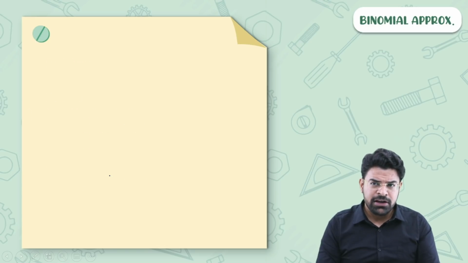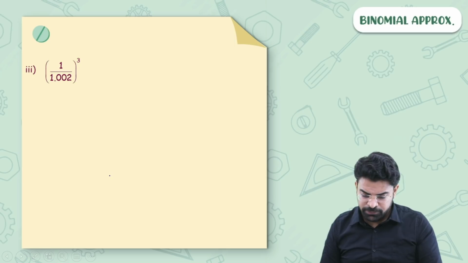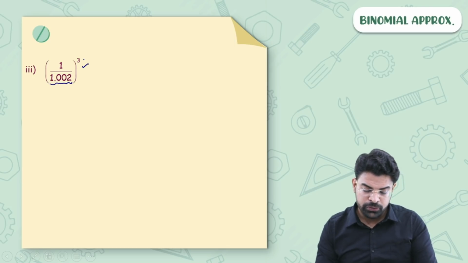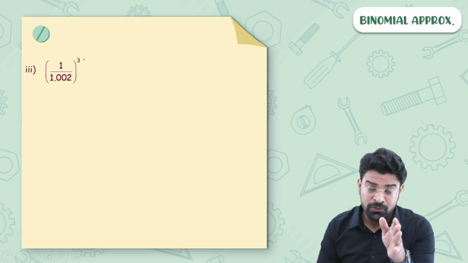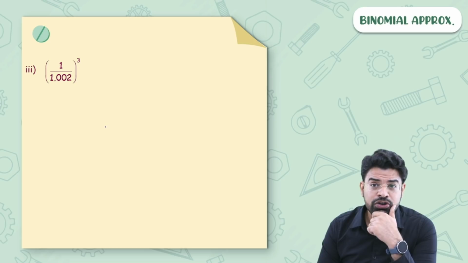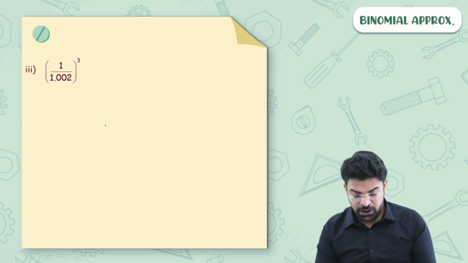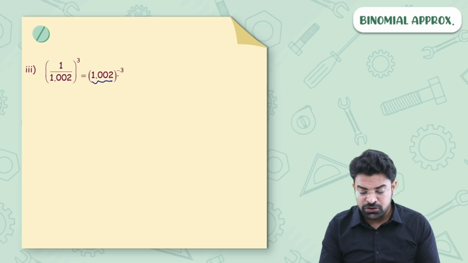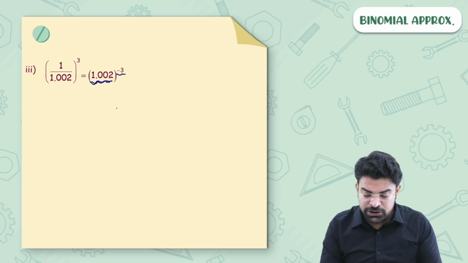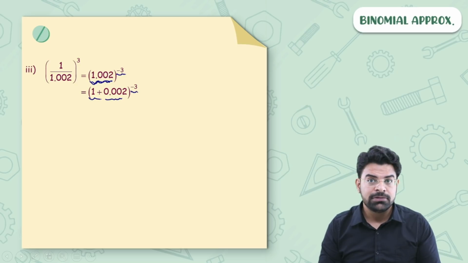For the sake of understanding, let's take one more example. What is 1 upon 1.002 whole cube? How to find it? You can write this thing as 1.002 raised to power of minus 3. And then you can write this 1.002 as 1 plus 0.002, raised to power of minus 3.